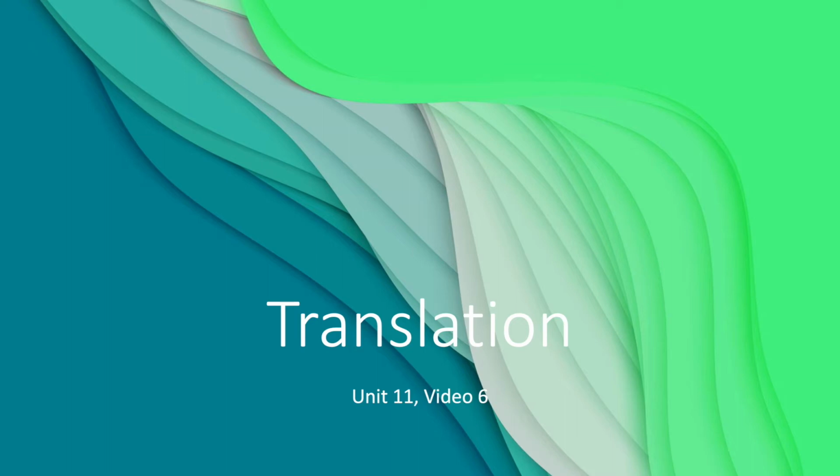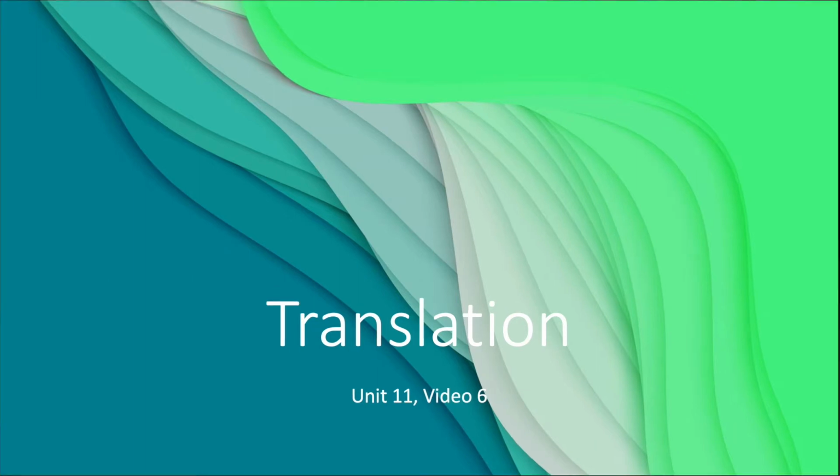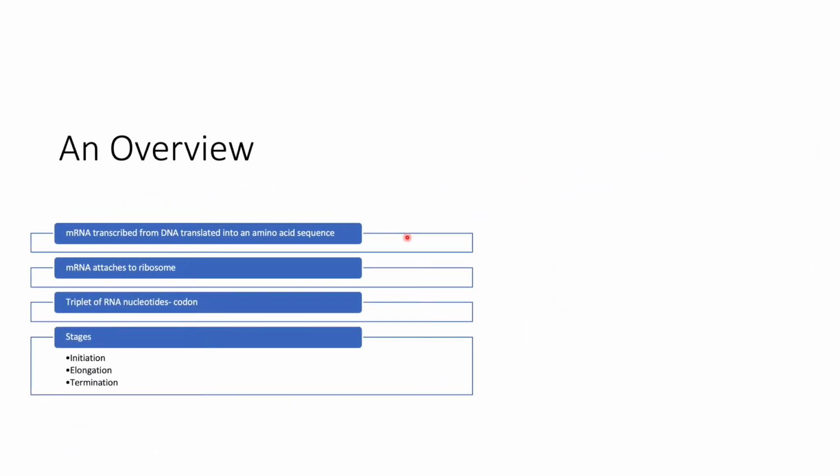In this lesson, we will discuss the process of translation, converting mRNA into a polypeptide. In translation, the mRNA transcribed from DNA is translated to an amino acid sequence, which is the primary structure of a protein. The mRNA attaches to a ribosome where the translation process begins.